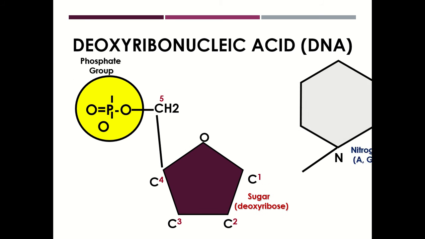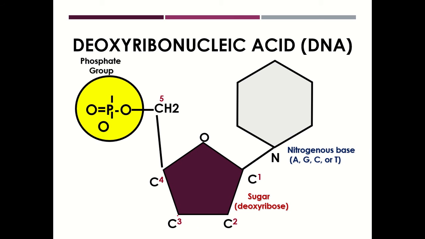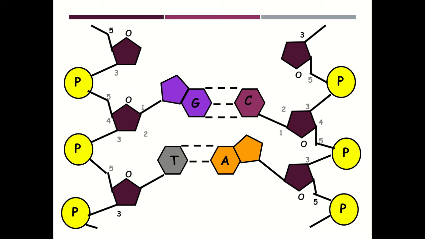We have the phosphate group. We have the pentose sugar kasi 5 siya. So ang sugar niya ay deoxyribose. And you have the nitrogenous base. So we have A, G, C, T. And what are those? As you can see, we have the G or the guanine, and we have the C or the cytosine bonded by three bonds. Then T or thymine, and we have the adenine bonded by 2 bonds. So as you can see, we have the nucleotide here. We have the phosphate, pentose, and nitrogenous base.